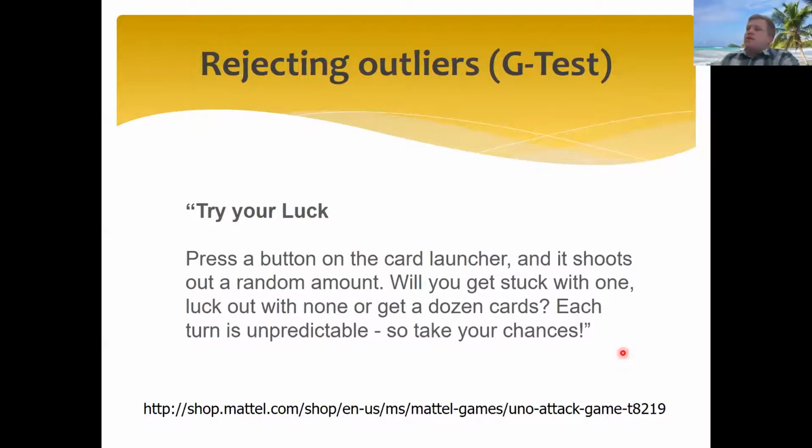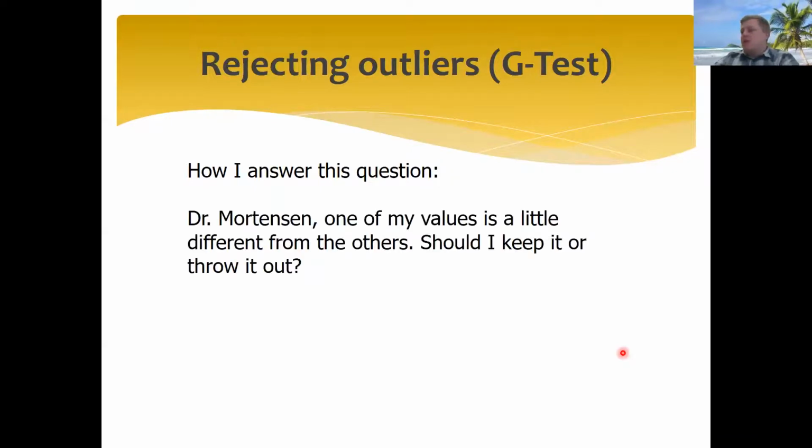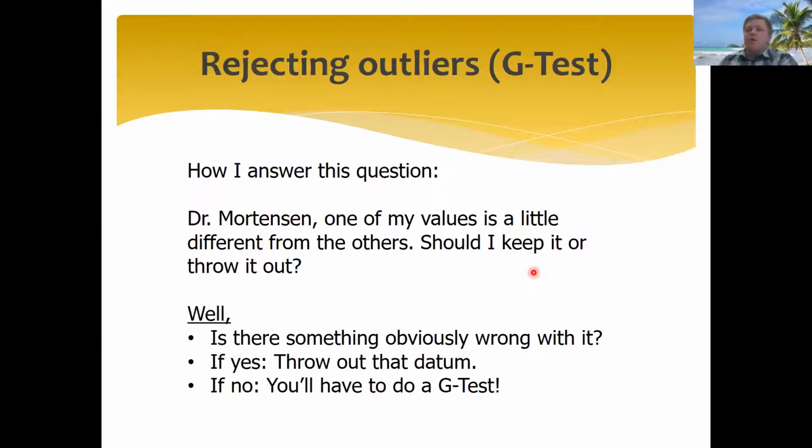All right, so to review, when we're talking about outliers, I often get this question in lab, both in the classroom lab and in actual research settings. Dr. Mortensen, one of my values is a little different from the others. Should I keep it or throw it out? The way I always answer this question is, well, is there something obviously wrong with it? If there is something obviously wrong with it, throw out that datum.